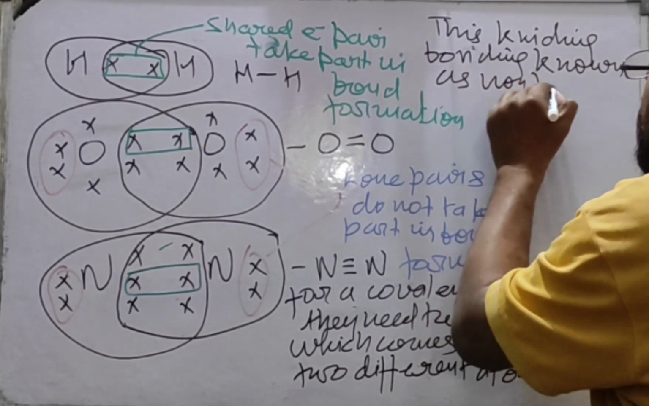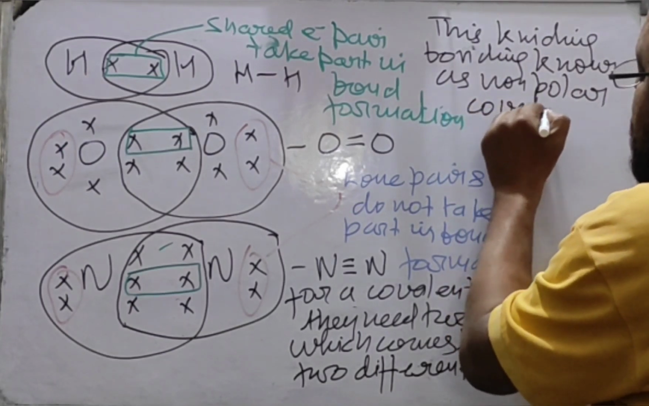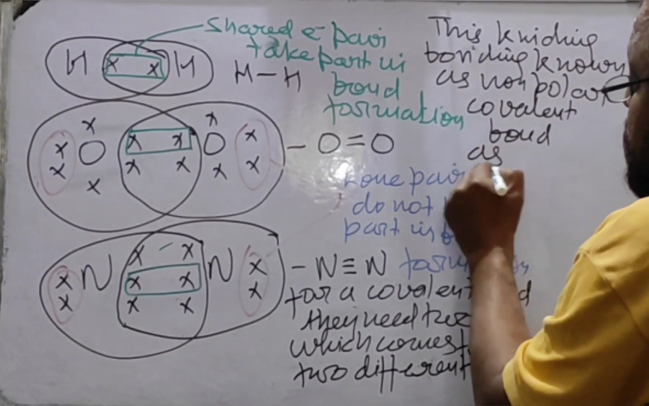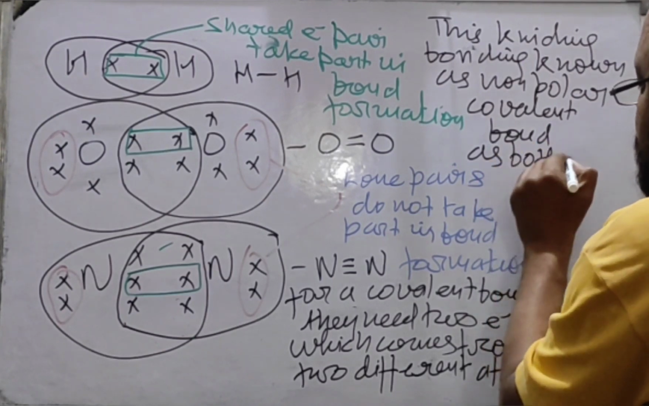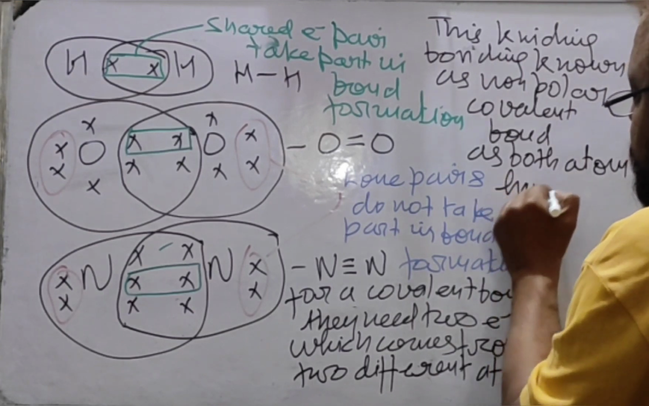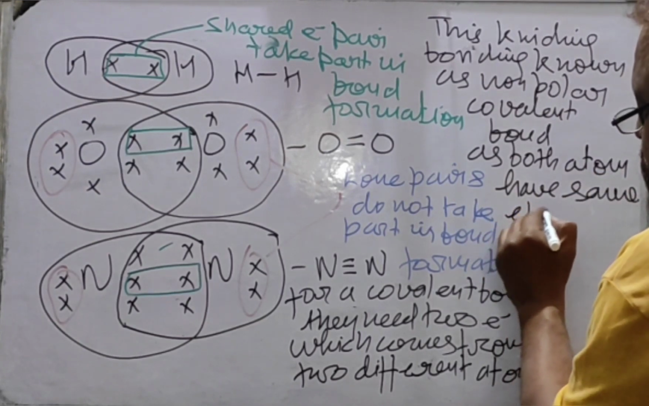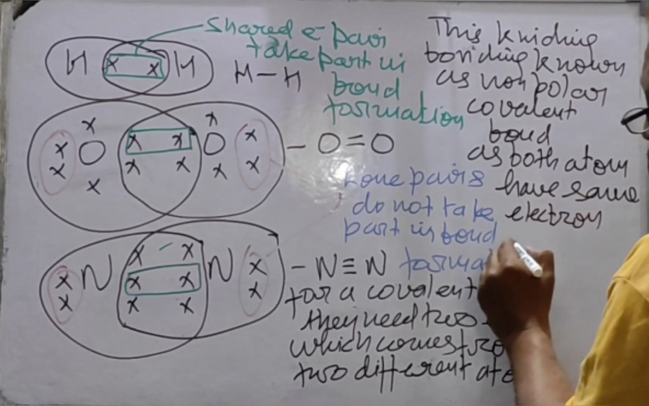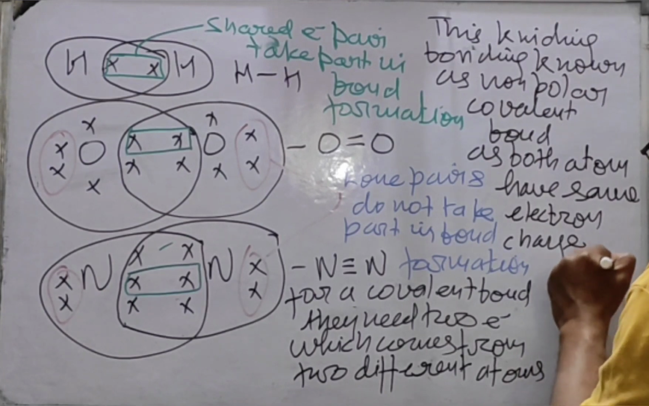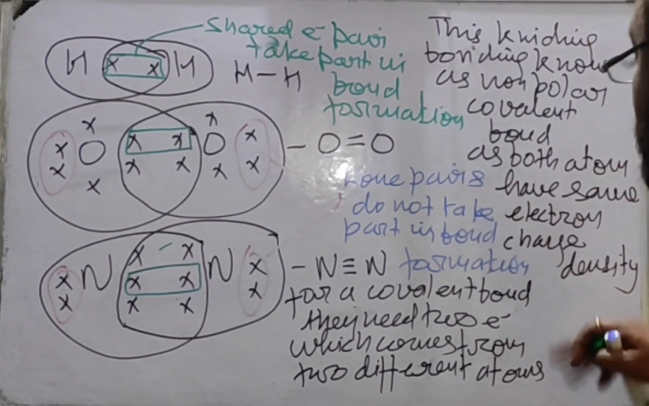This kind of bonding is known as non-polar covalent bonds. Since both side electron charge density is the same, this kind of bonding is known as non-polar covalent bonds, as both atoms have the same electron charge density.